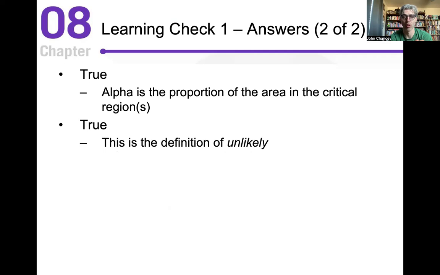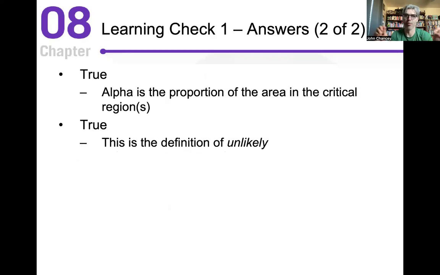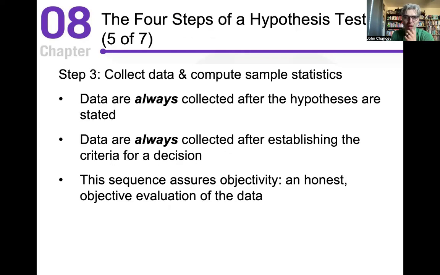True, alpha is the proportion of the area in the critical region. So if we are decreasing alpha, the size of our critical region is also going to decrease. If we decrease alpha from 0.05 to 0.01, for example, we're going to get a much smaller rejection region. And then true, this is just the definition of unlikely. I know it's kind of stoically worded, but that's what we're working with here.